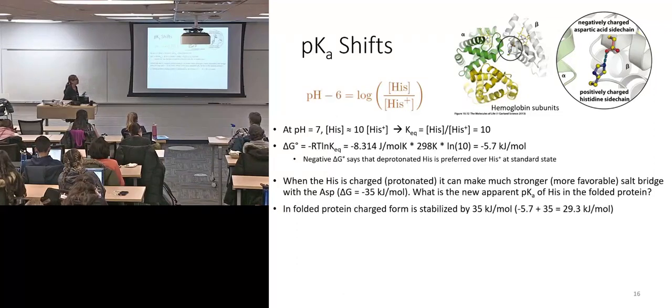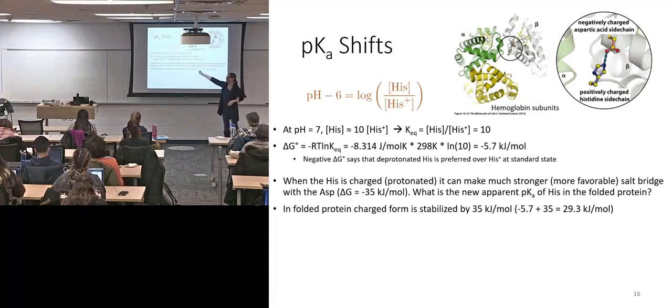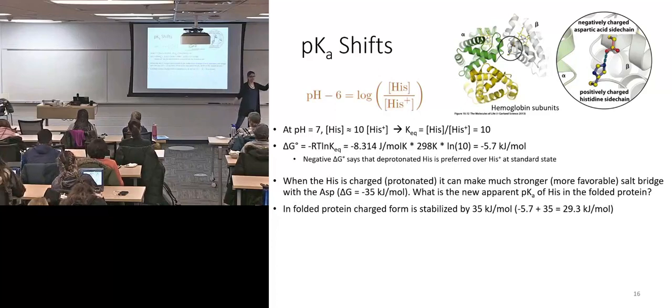properly. In the folded protein, the charged form is stabilized by 35 kilojoules per mole. So for this reaction here, taking the proton off, it has two things contributing to delta G. It had this negative 5.7 kilojoules per mole, and then when I put the proton on, I can make a really nice bond with aspartic acid and release a big negative amount. But these two things have opposite sign, because in one case it's when the proton's on, and in one case it was when taking the proton off.